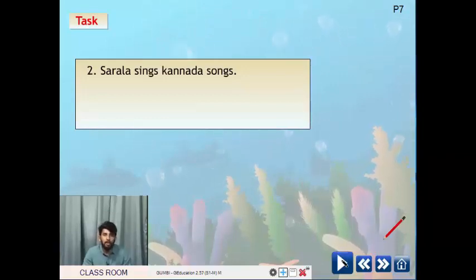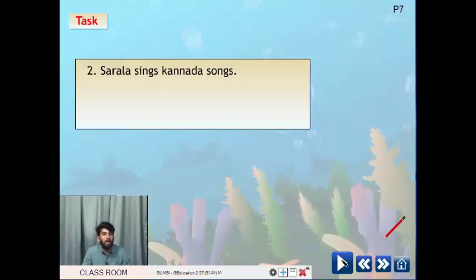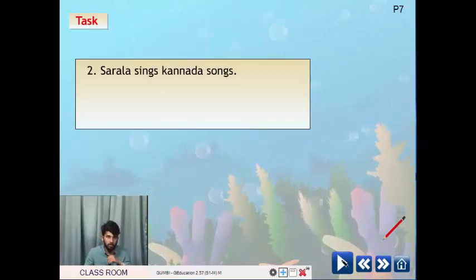Sarala sings Kannada songs. So the next sentence you have? Read the sentence, children. Sarala sings Kannada songs. So observe the sentence, children. How many verbs do you find here?